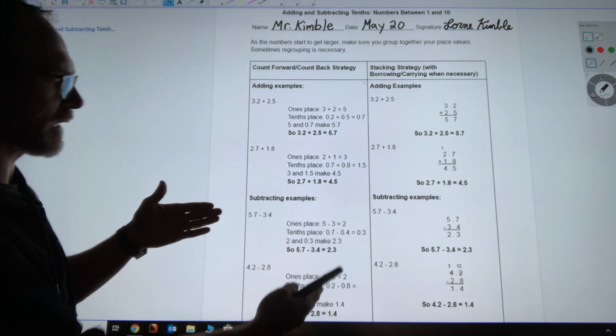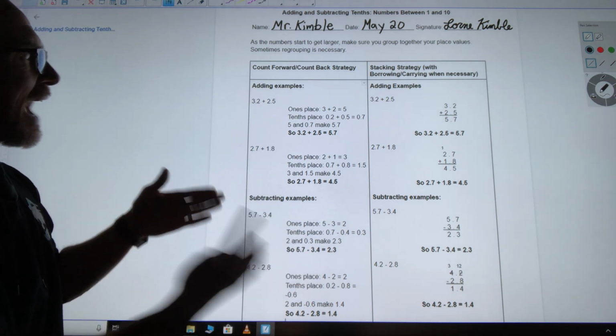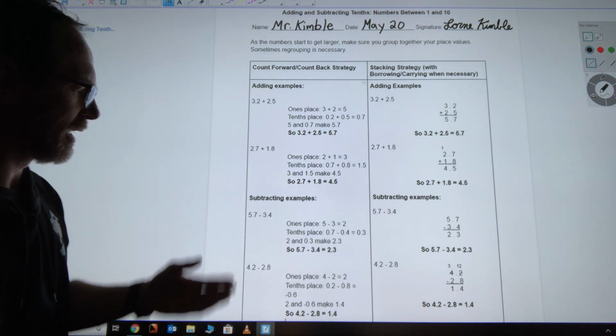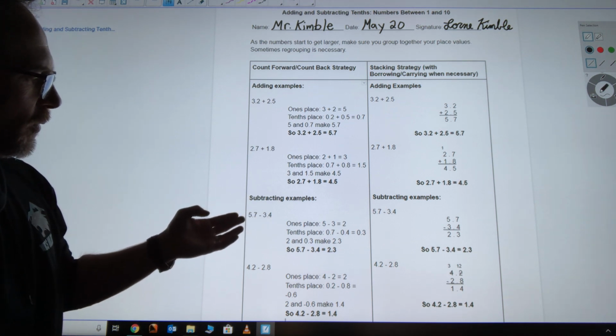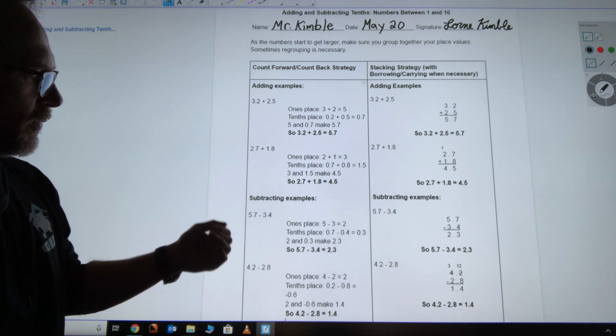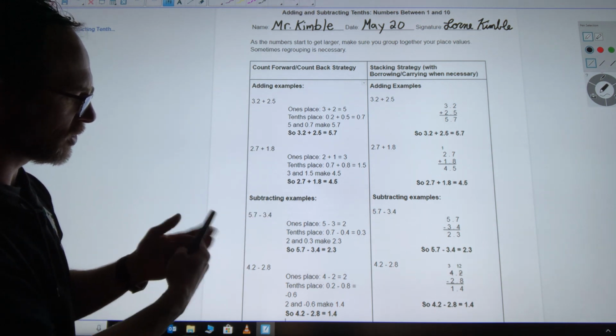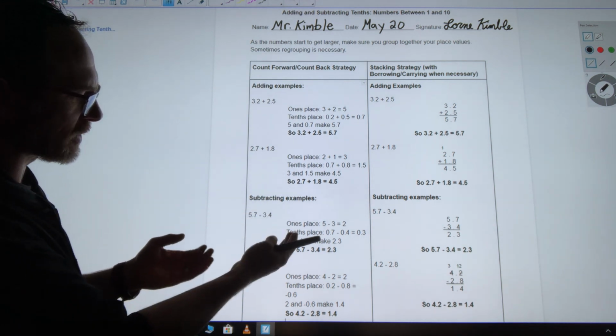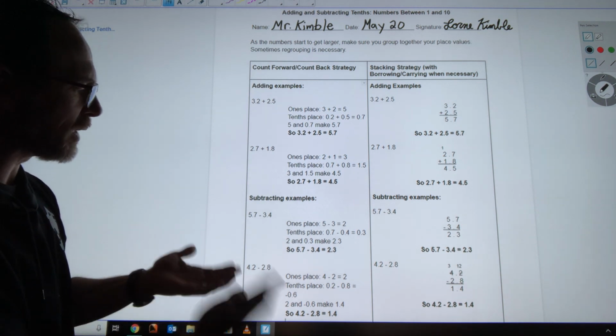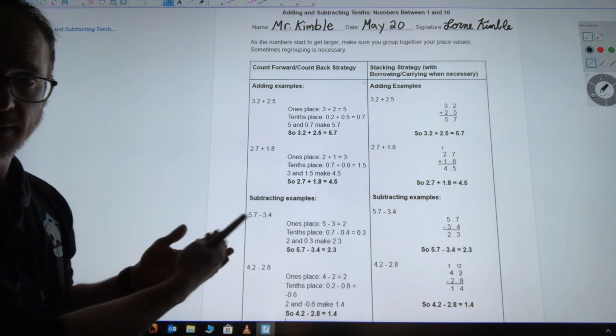In subtracting, we're working backwards, so we're counting back. It's called the count back strategy. Once again, for 5.7 minus 3.4, we would still do our grouping. So we know 5 minus 3 is 2, and 7 tenths minus 4 tenths, that's 3 tenths. So we have 2 and 3 tenths.